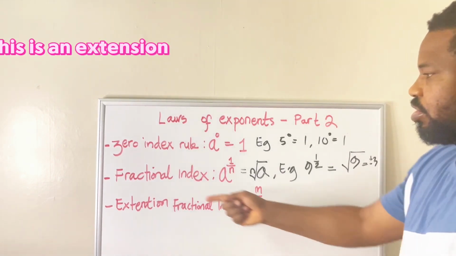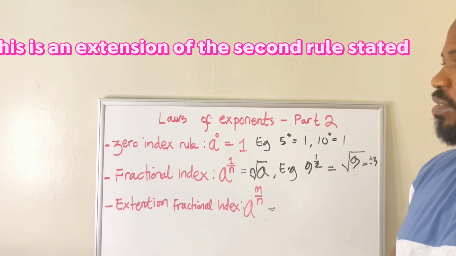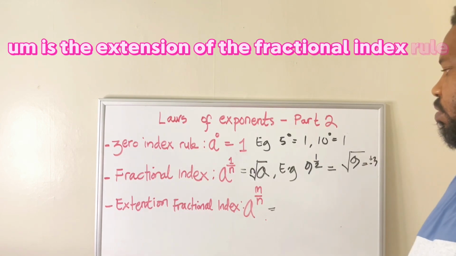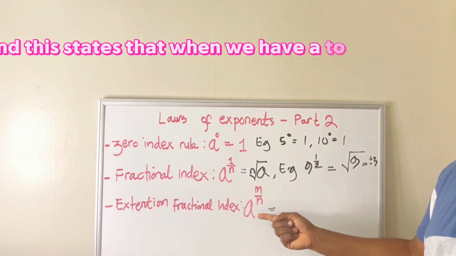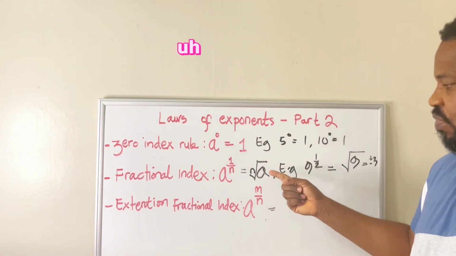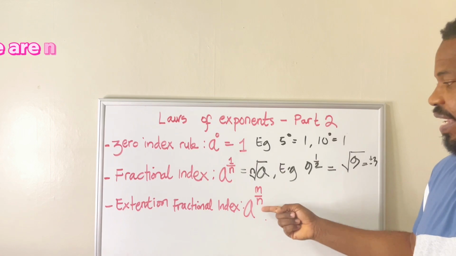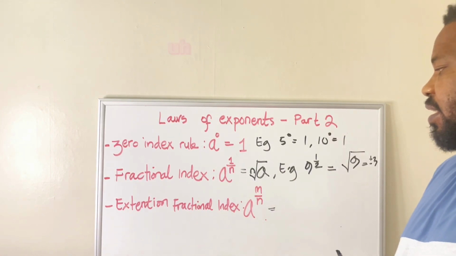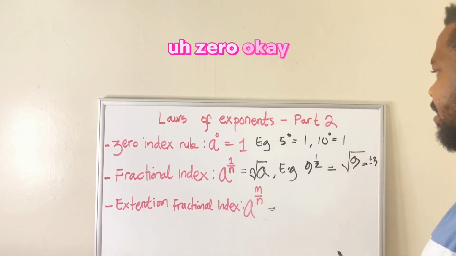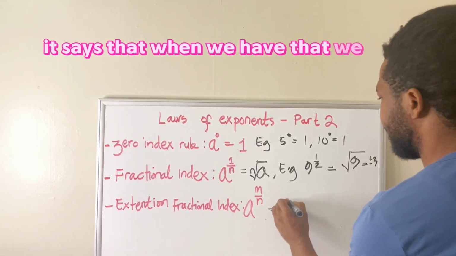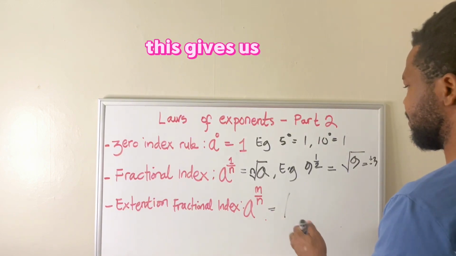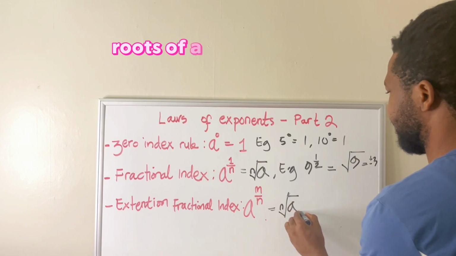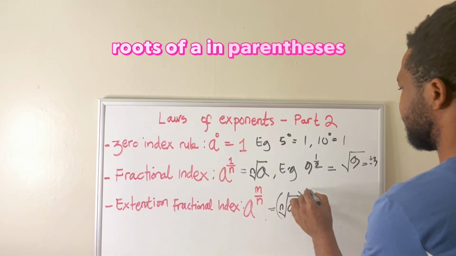Okay, this is an extension of the second rule we've stated so far, the extension of the fractional index rule, and this states that when we have a to the power of m over n, where m and n are numbers, they are integers greater than 0. Okay, it says that when we have that, this gives us the nth root of a, in parentheses, to the power m.